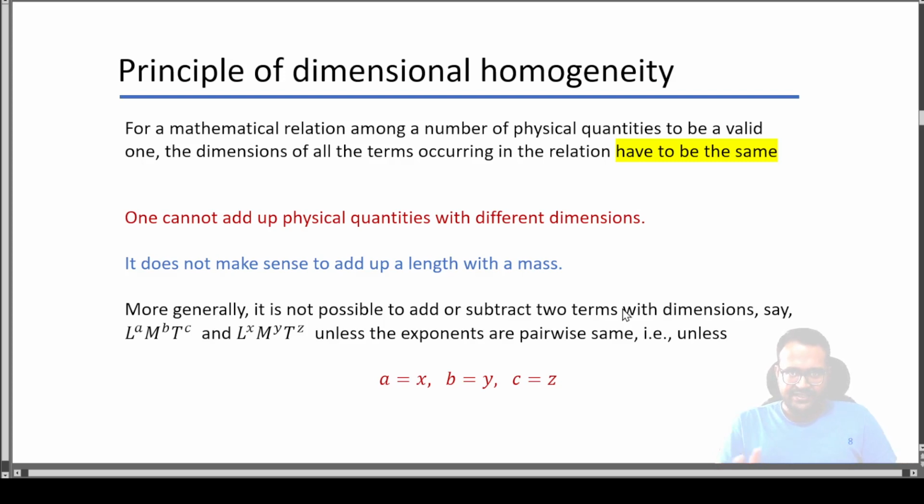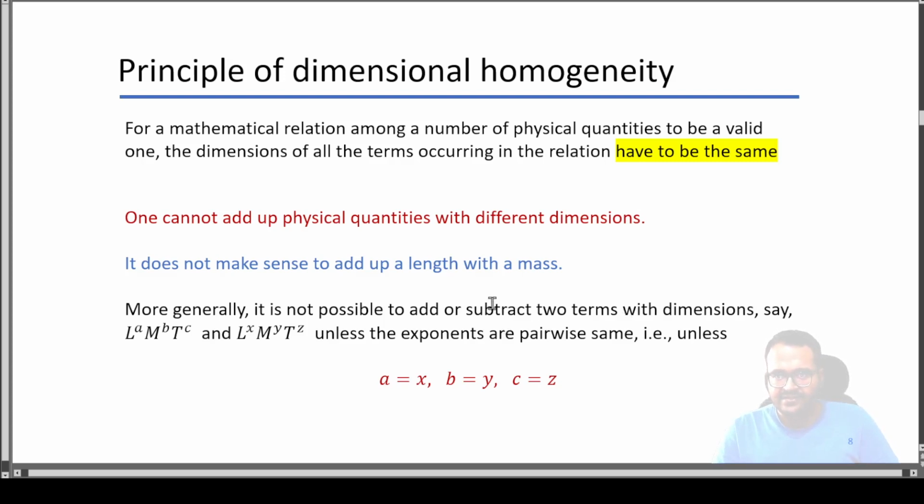Now once again I tell you the dimensional homogeneity. I have already told you, but in a refreshing manner, or a formal manner. For a mathematical relation among a number of physical quantities to be a valid relation, the dimension of all the terms occurring in the relation have to be the same. I already told you that, but formally, I write it down.